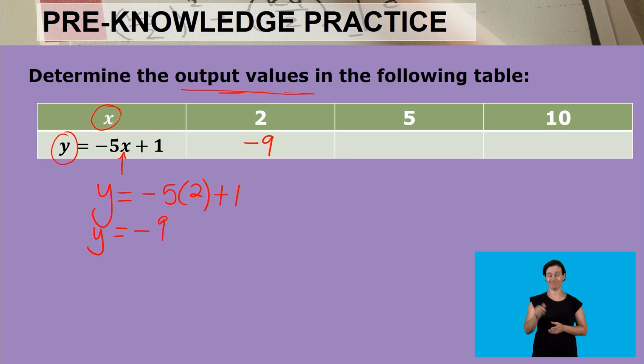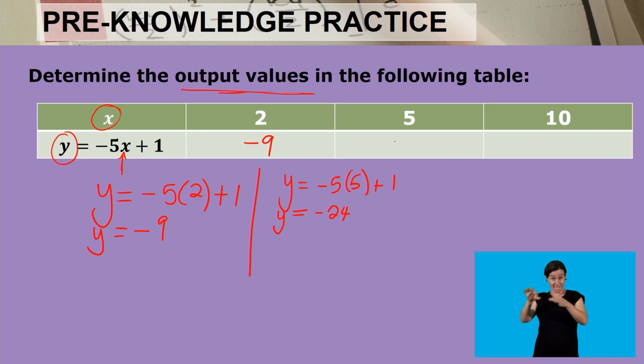Then we have a 5 as an input value. That means our input value is going to be multiplied by negative 5, and then we are going to add 1. So what is negative 5 multiplied by 5? That is negative 25. And when we add 1, that is going to leave us with negative 24 as our answer. So when the input value is 5, the output value is negative 24.